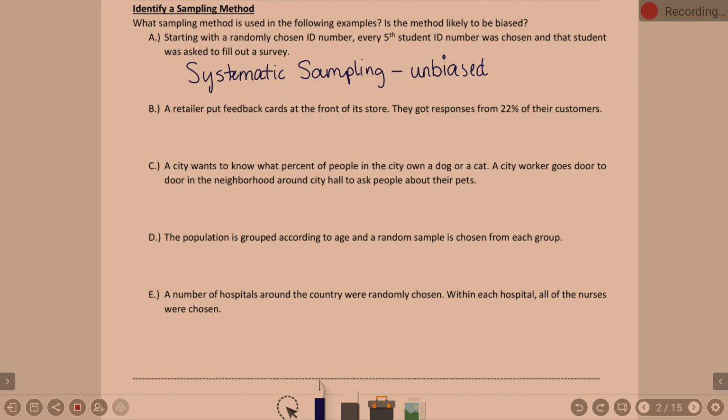Okay. B. A retailer put feedback cards at the front of its store. They got responses from 22% of their customers. Self-selected sample? Because does everyone have to do this? No. Just people that have interest are going to take the time to do this, right? So it is self-selected. You pick whether you respond or not.